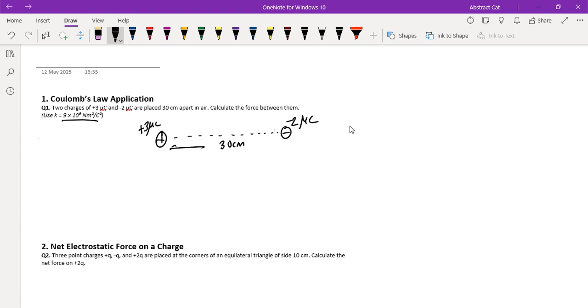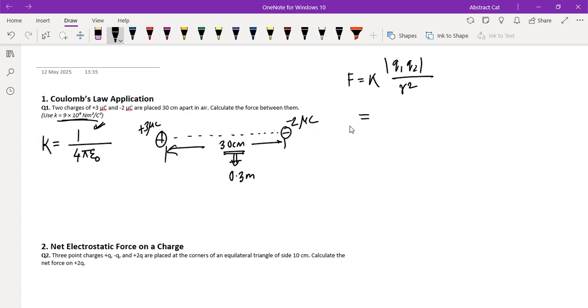Okay, so the coulomb is the SI unit. So now we convert 30 centimeter into SI, that is 0.3 meter. And you know the formula is F equal to K, whose value is given. And what is the K? Electrostatic force constant or Coulomb's constant, 1 over 4 pi epsilon naught, the value is given here. Okay, so F equals K times the magnitude of Q1 Q2 over the separation square, and you know the K value is 9 into 10 to the power 9.